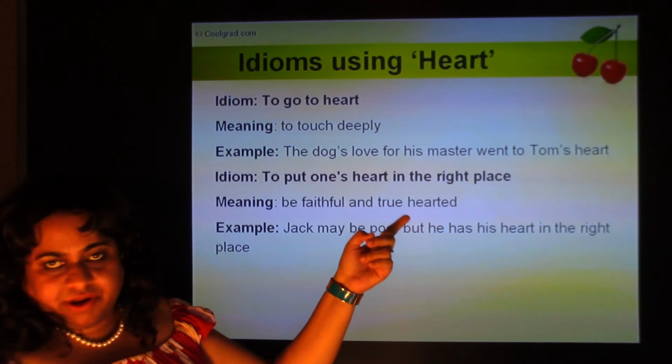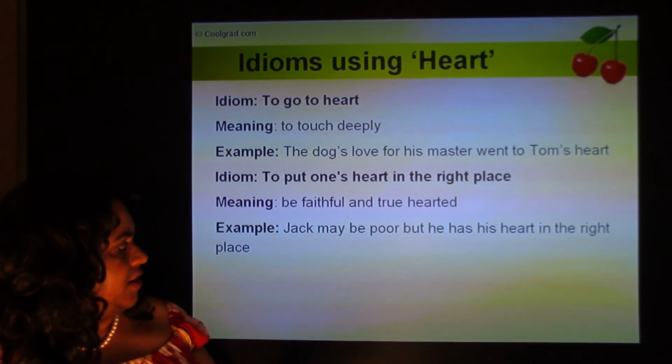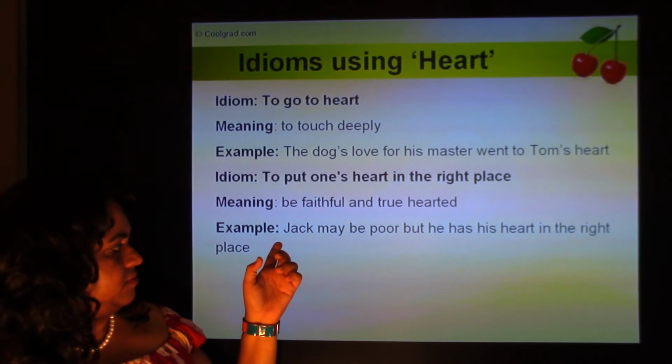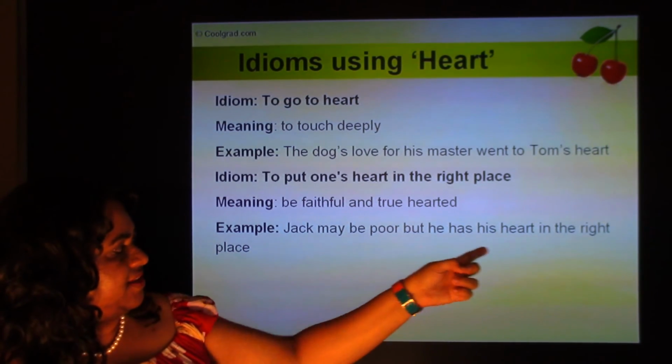To put one's heart in the right place. Be faithful and true-hearted. Jack may be poor, but he has his heart in the right place.